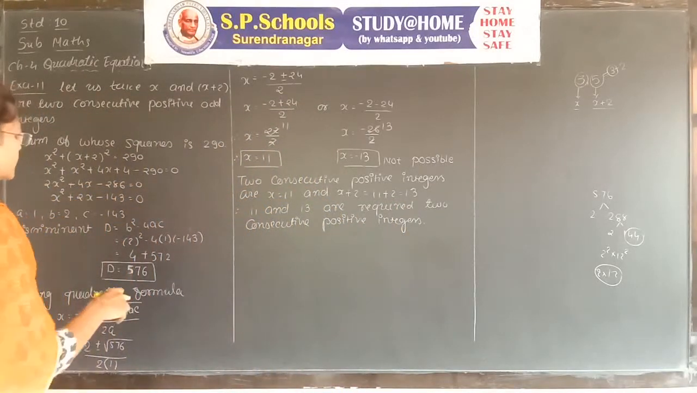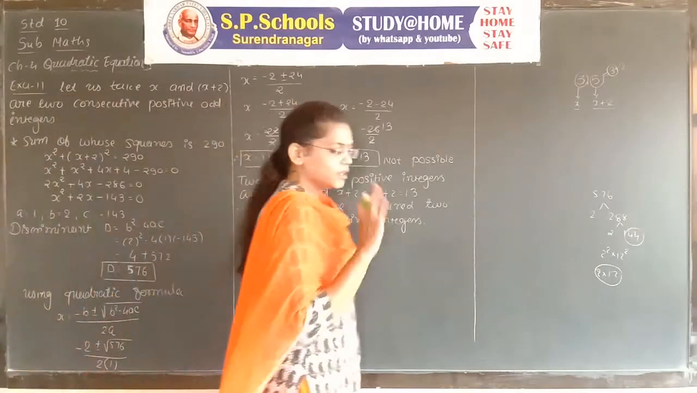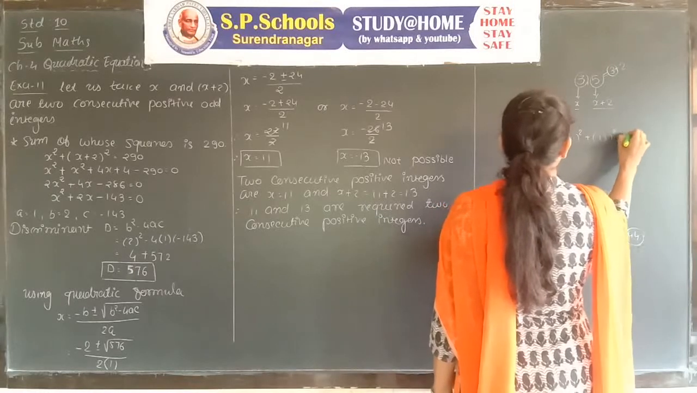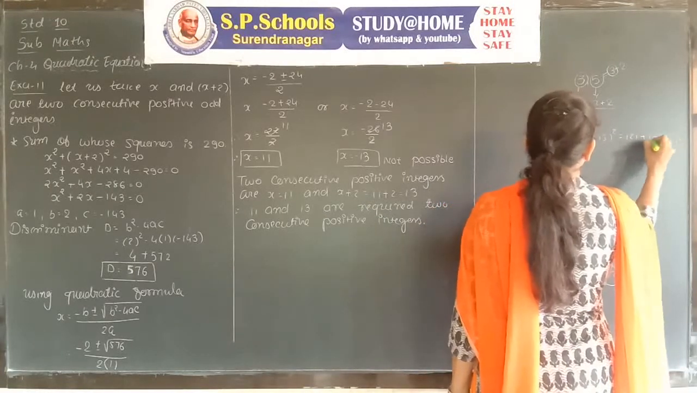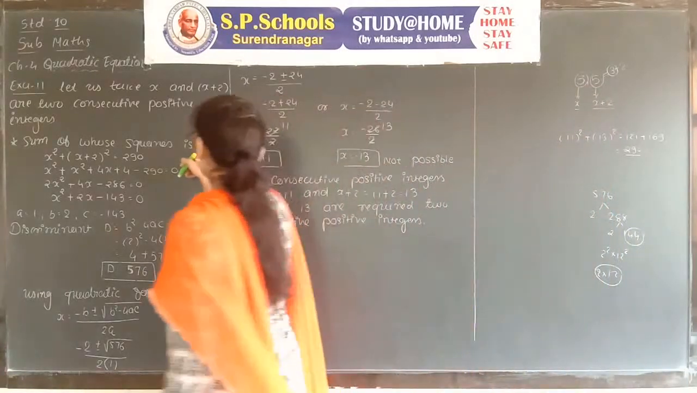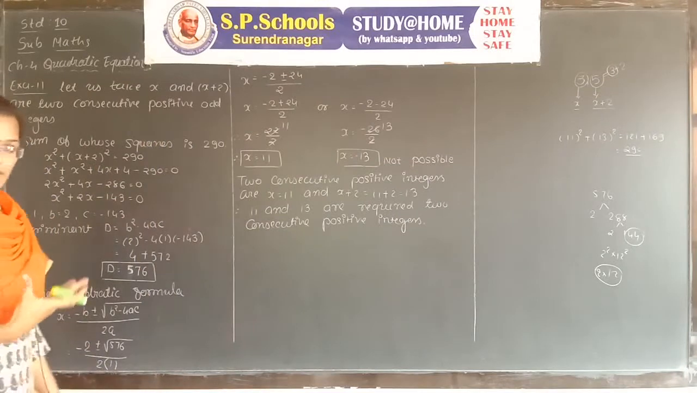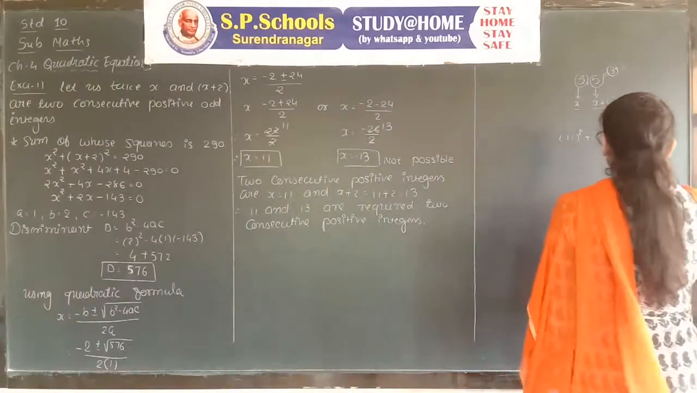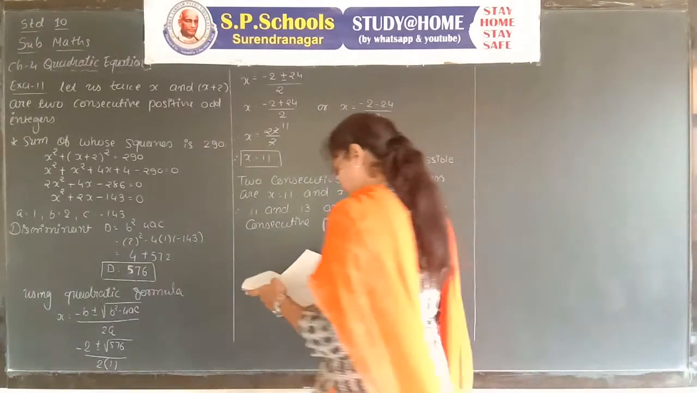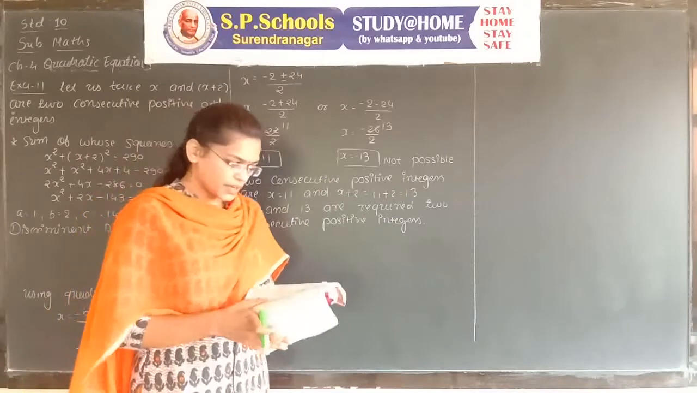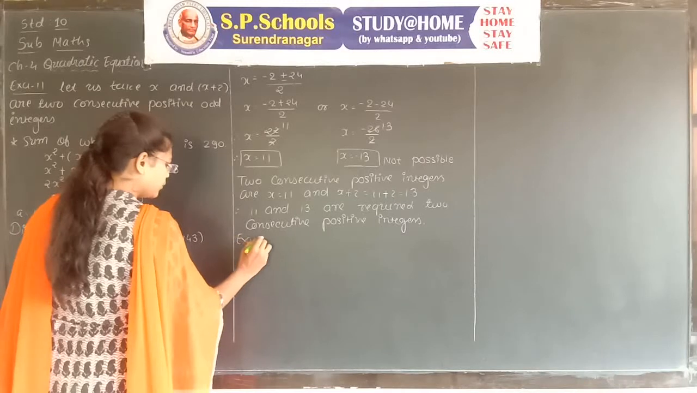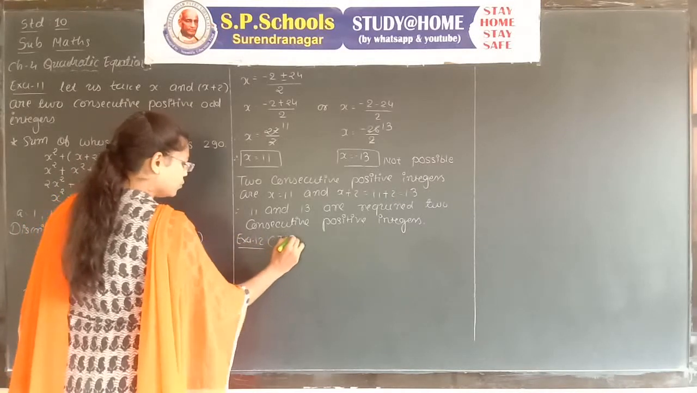Now check the squares of these numbers: the square of 11 plus the square of 13, 121 plus 169, gives us 290. The sum of whose squares is 290, hence again it is verified that our solution is 100% correct. Now we see the next example, number 12, which is most important.